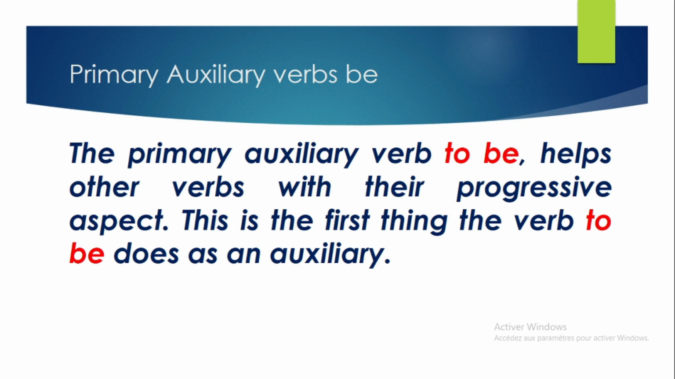The primary auxiliary verb to be helps other verbs with the progressive aspect. This is the first thing the verb to be does as an auxiliary.